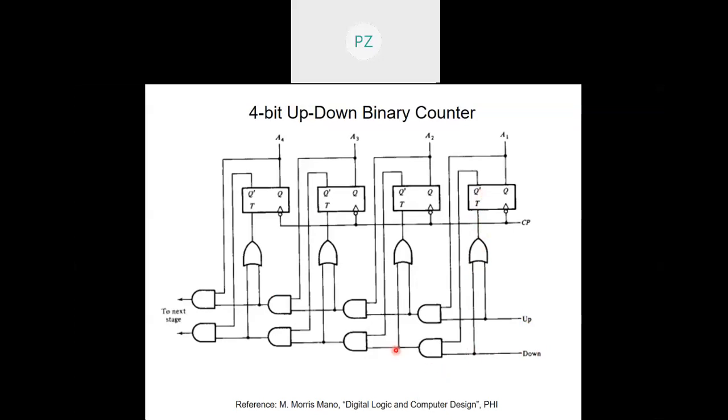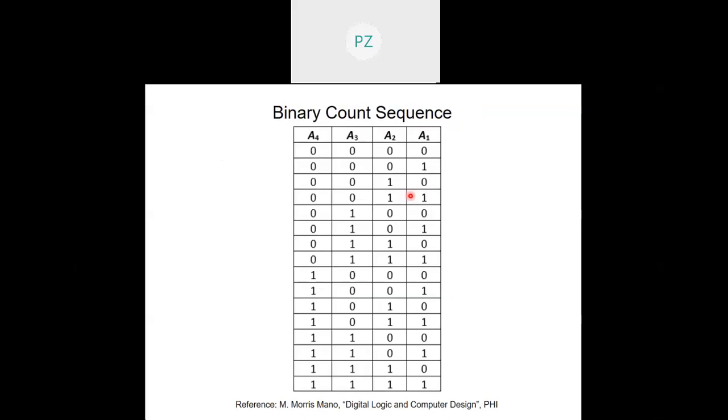Whereas this one will toggle when down is 1 and Q is 0, because this is being fed with Q dash. So Q is 0, right? Then it will toggle. Similarly, this will go into the toggle mode only when down is 1 as well as A1, A2 both are 0, 0, because this is the AND of A1 dash as well as A2 dash. Now let us go to the count sequence and see if it is happening the way we want it.